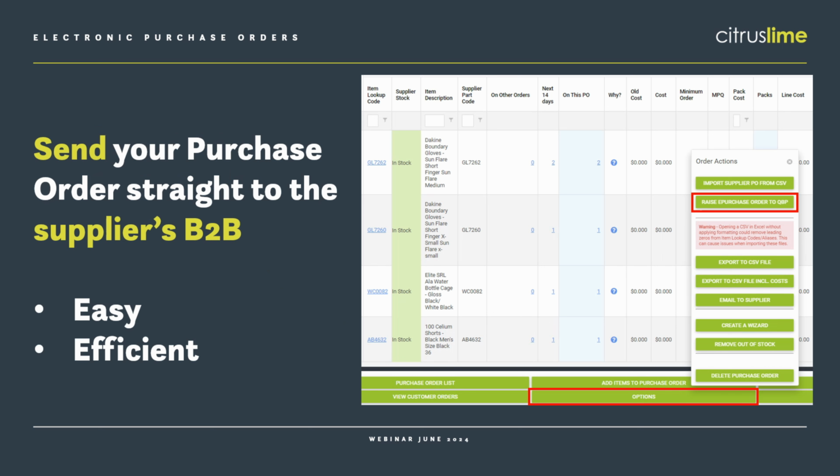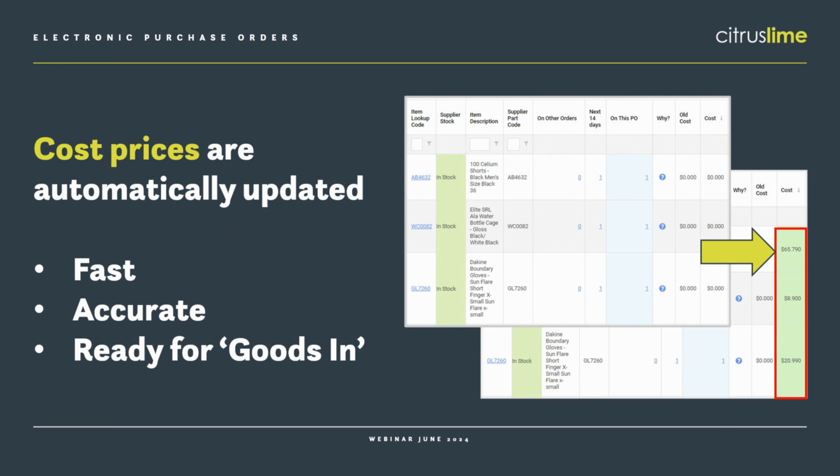We want to make your ordering process as easy and efficient as possible, and EPO is one way to do that. The other benefit of electronic purchase orders is the automatic cost price updates. When we send the purchase order to your supplier, they send us back the cost prices for the items. These cost prices are uploaded straight into the purchase order grid. You can see an example on the screen.